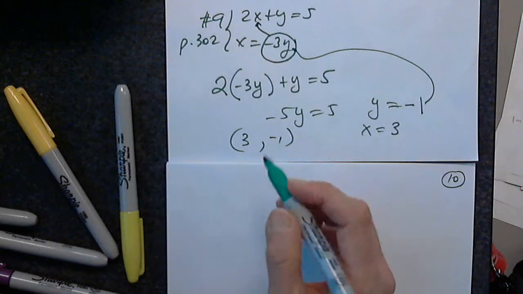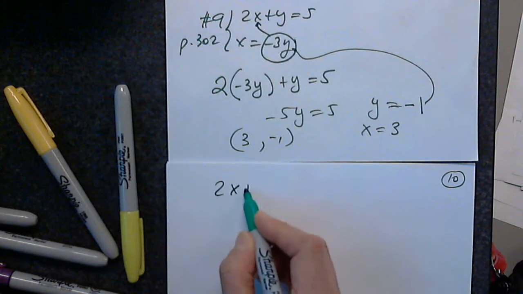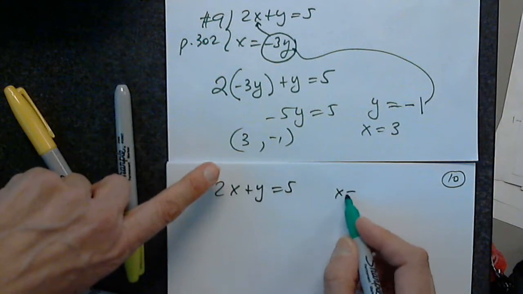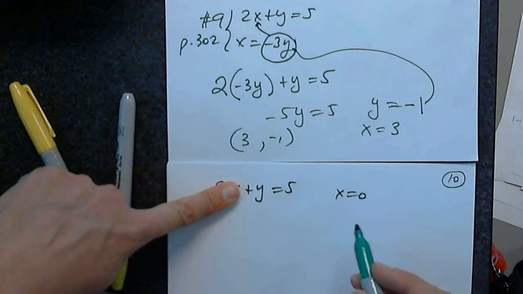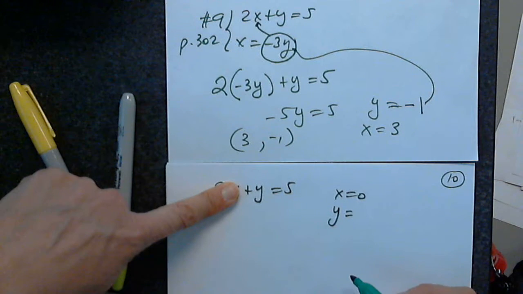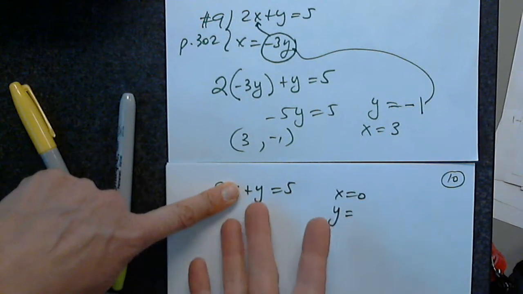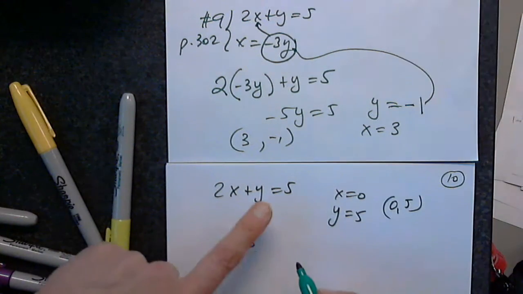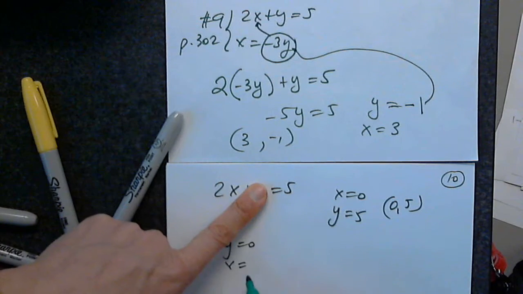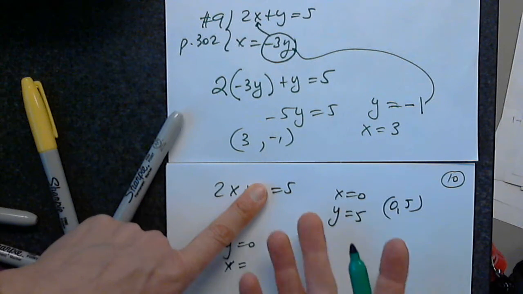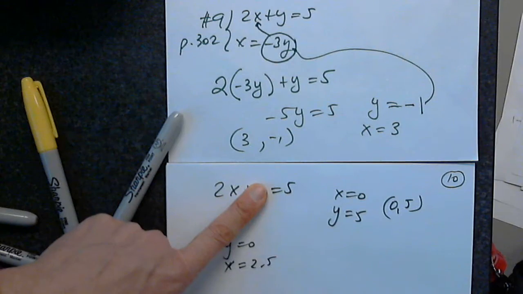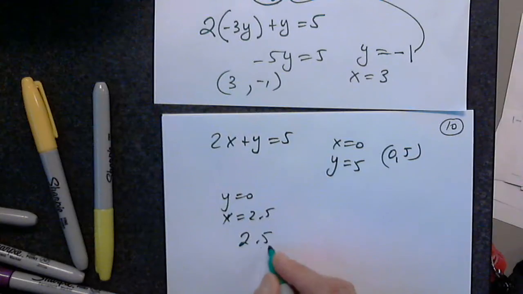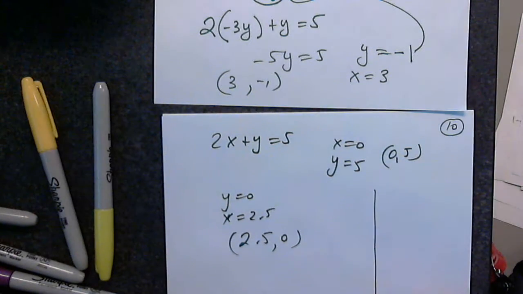Okay, so I will start by graphing 2x plus y equals 5, like we just did 5 minutes ago. When x is 0, how much is y? 5. So then (0, 5). Now when y is 0, how much is x? 5 divided by 2, let's say 2.5, instead of a fraction. So this is (2.5, 0). So I will graph.